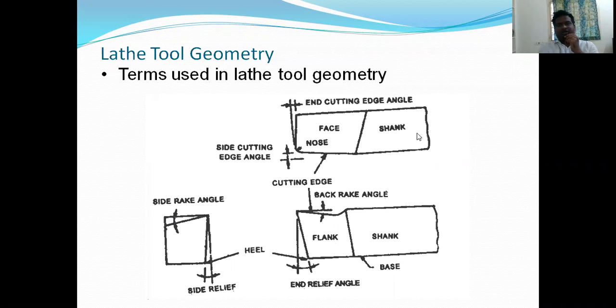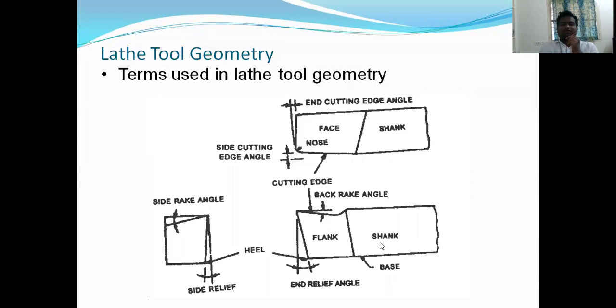Observe from here: this is the shank, this is the face, and here is the end cutting edge angle, and this angle is the side cutting edge angle, right? And this part is called the nose. Coming to here, again it is the shank, and this part is called the flank. This is the base, so our tool is fixed on the tool post with this part. This is the front view, and this is the top view, by which we observe these parts, and this is the right hand side view.